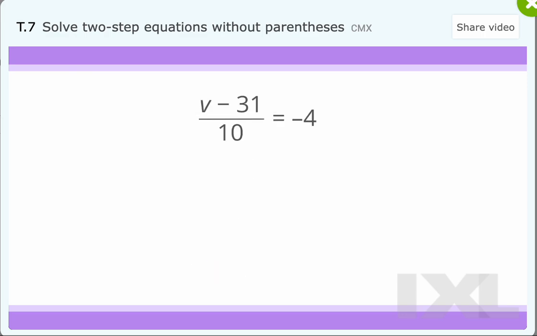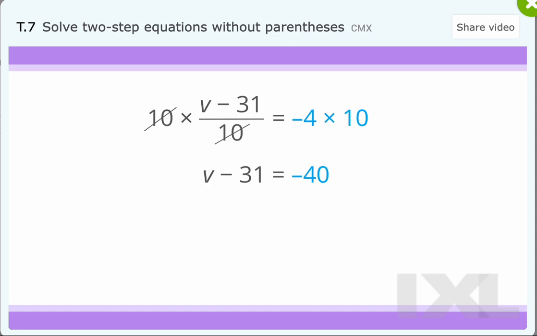Next up, we have a larger fraction. v minus 31 over 10 equals negative 4. Here, 31 is being subtracted from our variable. Then the entire expression is being divided by 10. So we'll need to start by multiplying both sides of our equation by 10. Doing that isolates the expression v minus 31. And negative 4 times 10 is negative 40.